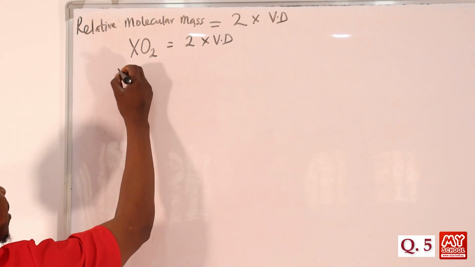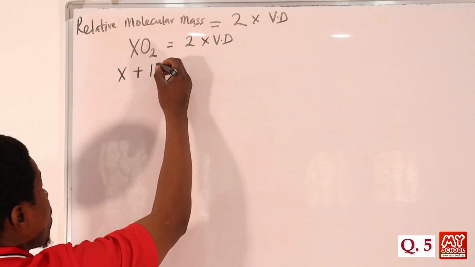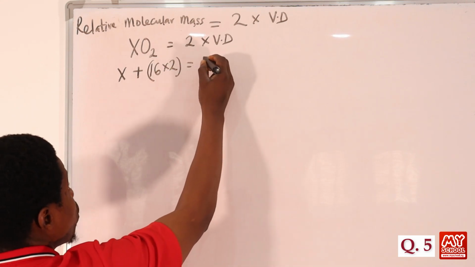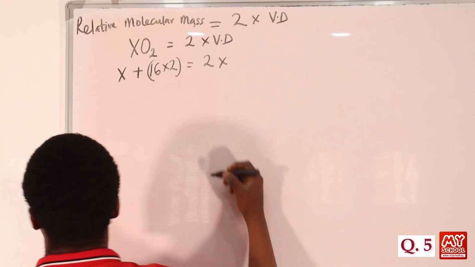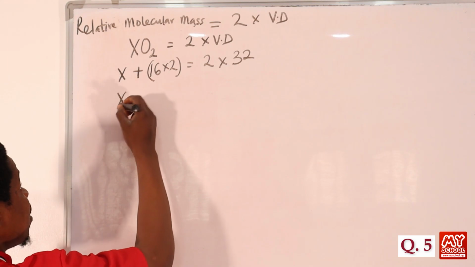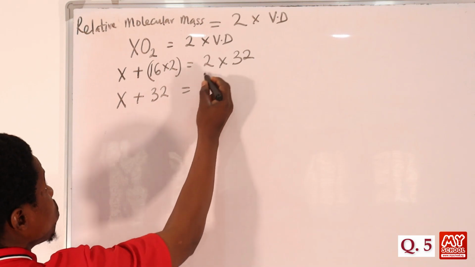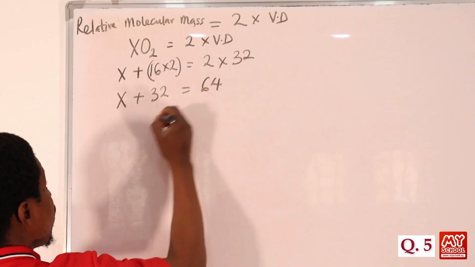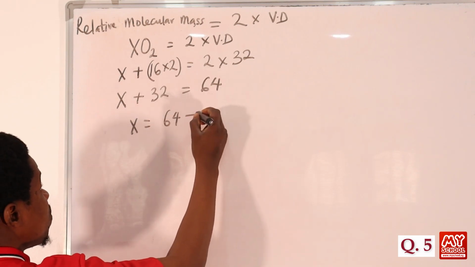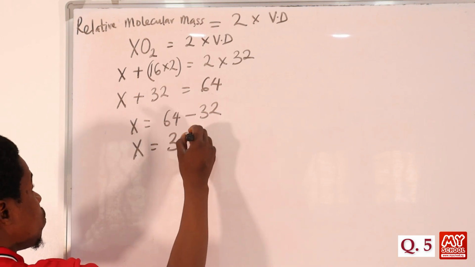So we know that oxygen is 16, atomic mass of 16, but we have 2 of that, so multiply by 2. That will be equal to 2 multiplied by vapor density. We're given already from the question that it is 32, so we substitute that here. So we have X plus 16 times 2, that is 32, equal to 2 times 32, which gives us 64. So X will be equal to 64, and when you move the 32 to the other side, it becomes negative 32. So X is actually equal to 32.